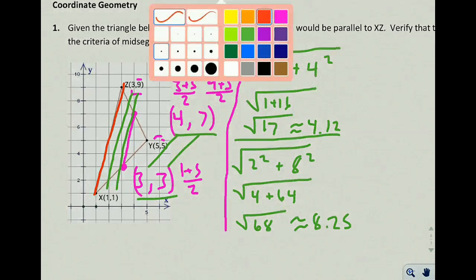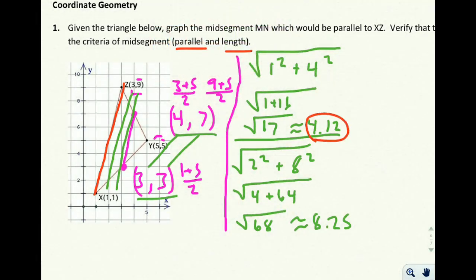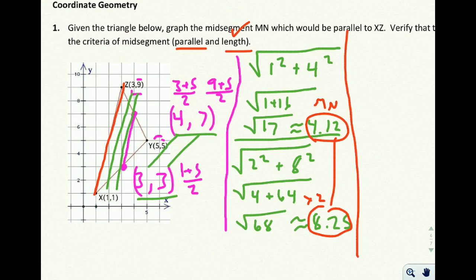You'll notice here that these two numbers, if you account for a little bit of rounding error, the lower one is double the upper one. And that's what was supposed to happen. We were expecting that XZ here was going to be twice the length of that midsegment MN. And so we did in fact verify that the length is appropriate for a midsegment. Now we need to verify that the lines are parallel.